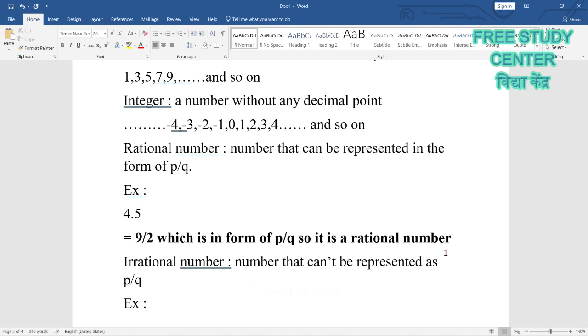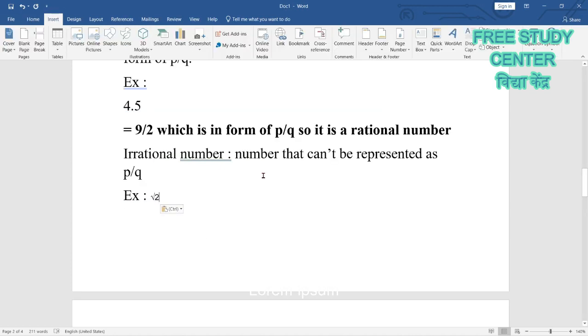Remember, square root of 4 is not an irrational number, because if you evaluate that, square root of 4 is equal to 2, and 2 can be represented as 2 by 1. So this is a rational number. Square root of 4, square root of 9, square root of 16 are rational numbers. But except for those, square root of 2, square root of 5, square root of 11, 13, 14, 8, all these are irrational numbers.